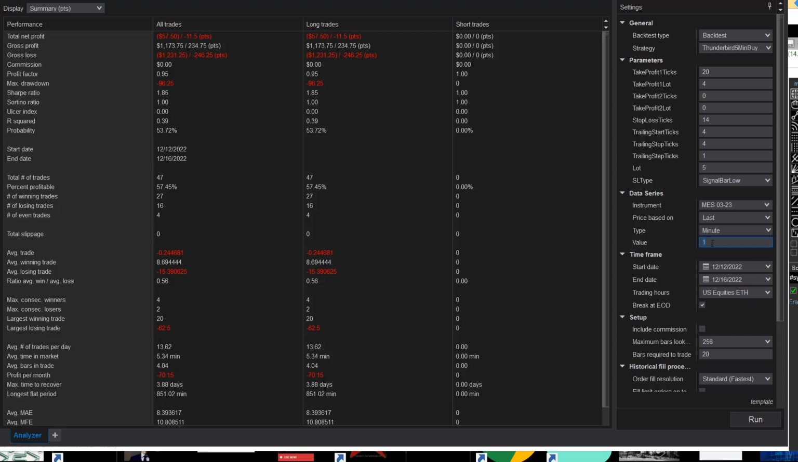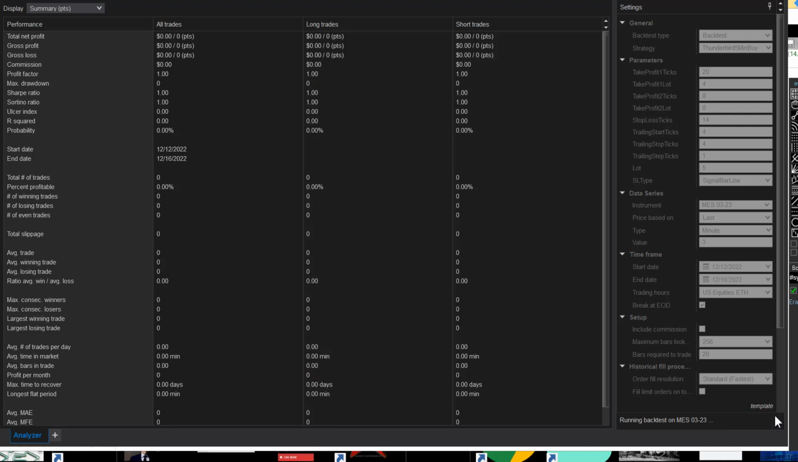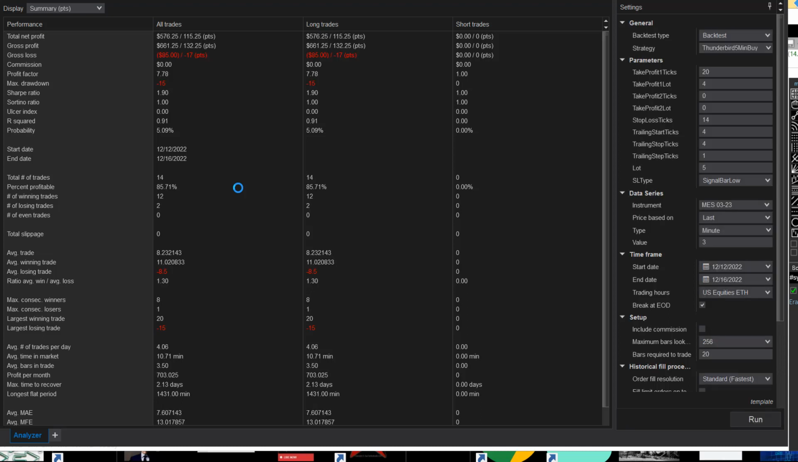So we go back to the 3 minute, and again we're using overnight. This ETH here is using overnight trades, so we're going to get a lot more trades overnight. Overnight seems to be sometimes a little bit more tricky because it gives us that little flat line trade, not much volatility, not much movement. It could be very choppy.